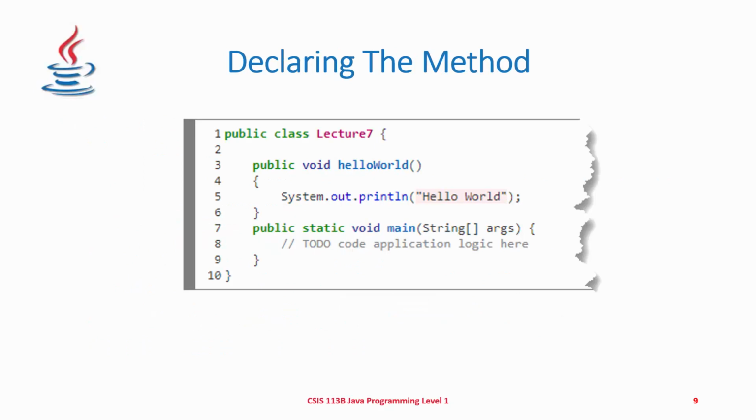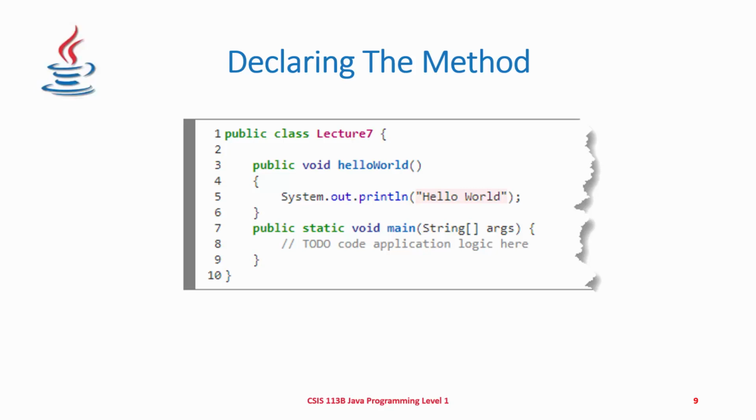So here's another example. You can see inside a class called Lecture 7, we're creating a new method called helloWorld. It's being assigned public as its access modifier. It's void, so it doesn't return any return value. That's what void means. And again, helloWorld is the name, and there are no parameters that it accepts. We have an empty set of parentheses there. So that's the signature, or the header, for that method.